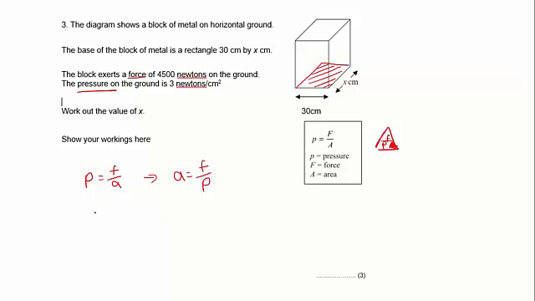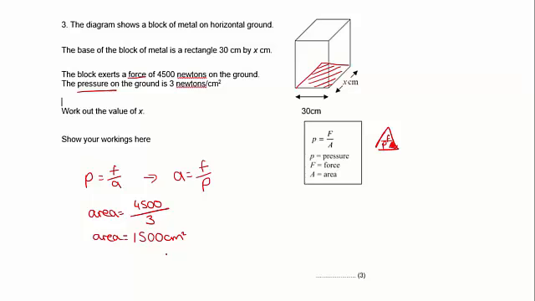So let's put in the values we've got. The area is going to be equal to the force, which is 4,500 newtons, divided by the pressure, which is 3 newtons per centimetre squared. So the area is going to be 1,500 centimetres squared.